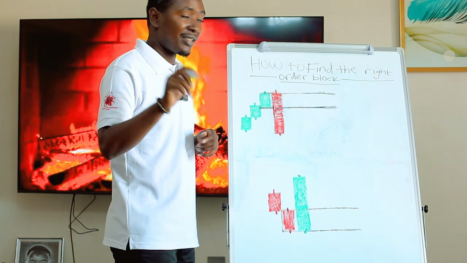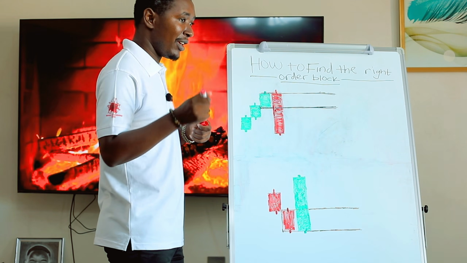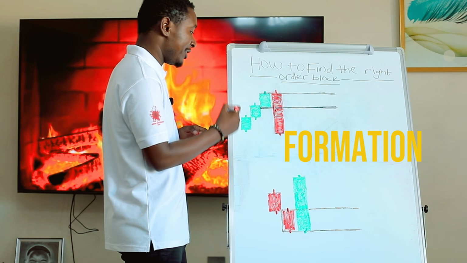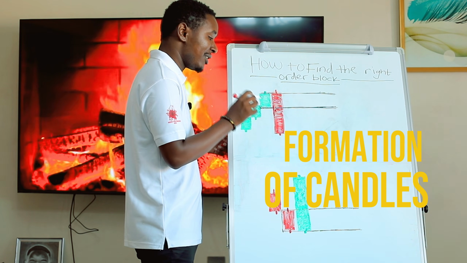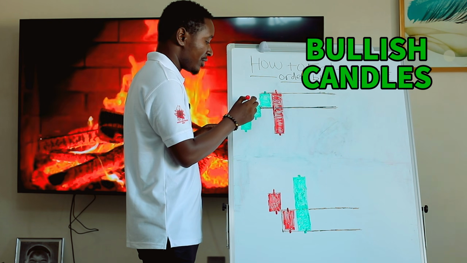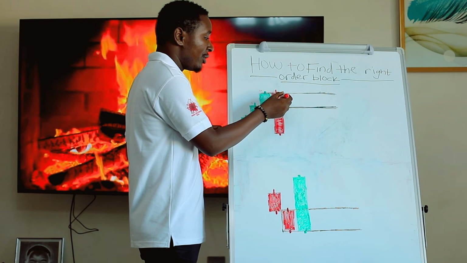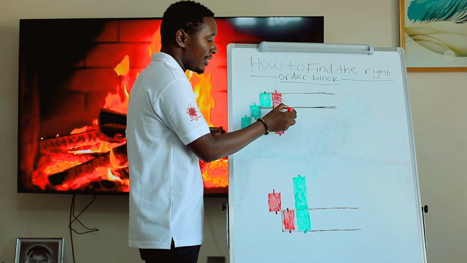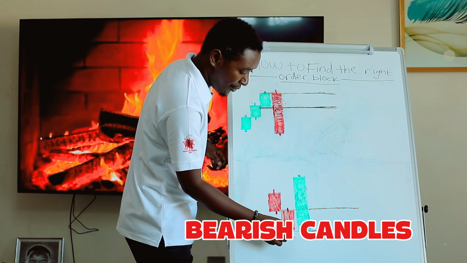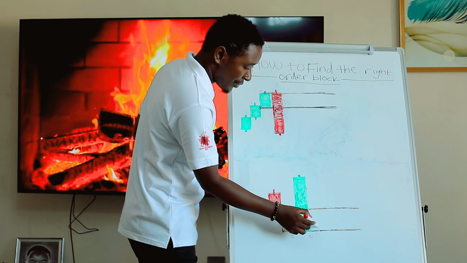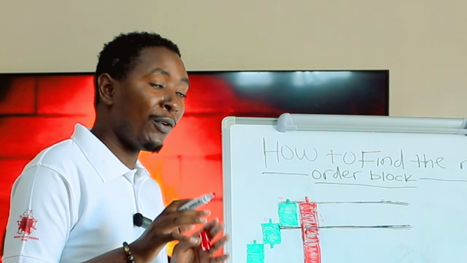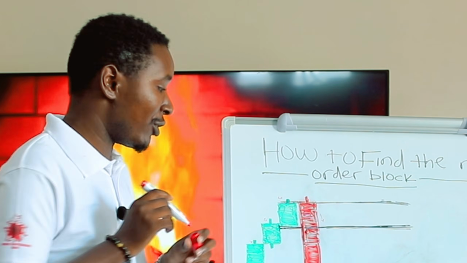Understand something. For an order block, or an area of supply and demand, to be there, there ought to be a formation of candles in a certain way. Like for example, this one: there are bullish candles here before there is a candle that goes in the opposite direction. Here there are bearish candles before this candle goes on the bullish side. So there ought to be a formation of candles before you can call an order block an order block.